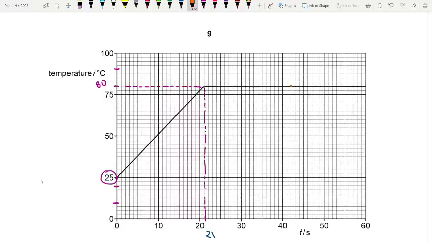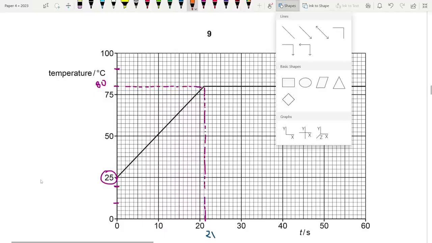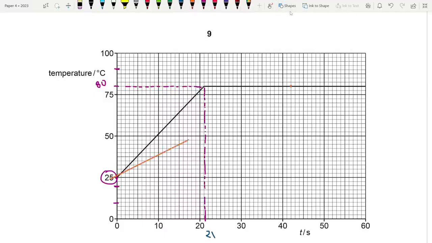Over here it will reach 80 at 42, and so I just draw a straight line starting from 25, and it will pass through that point and reach 100 ultimately. Okay, so let's do this. Wait, I'll just erase this over here. There you go.